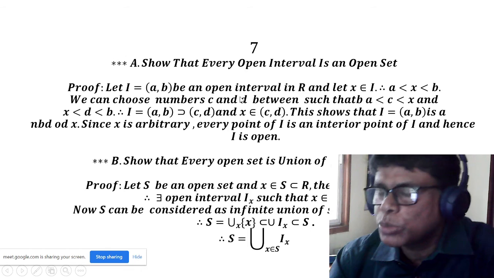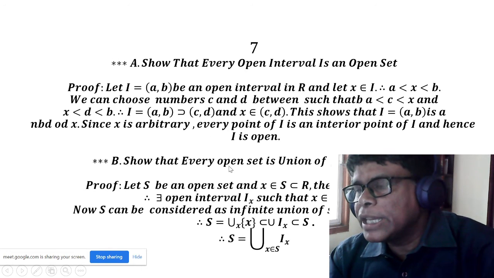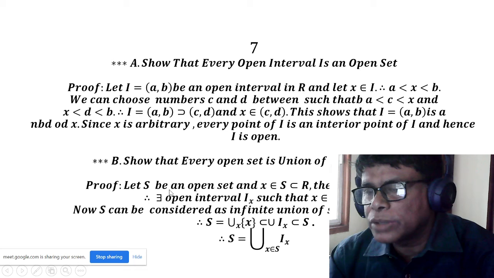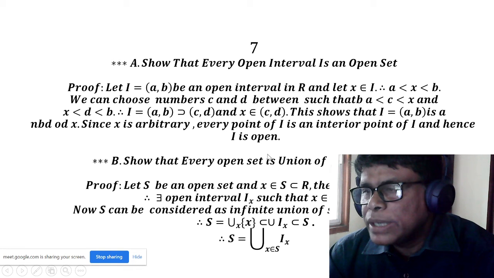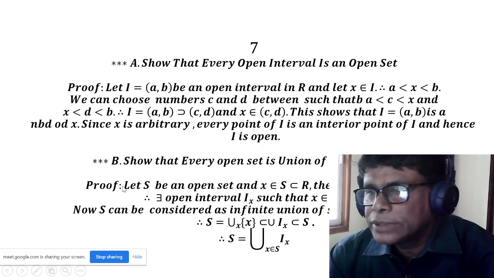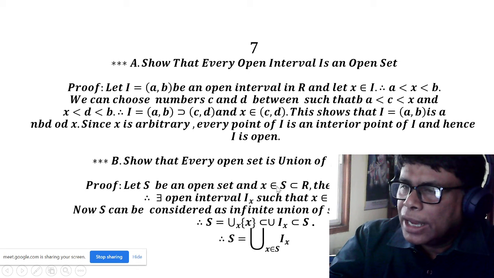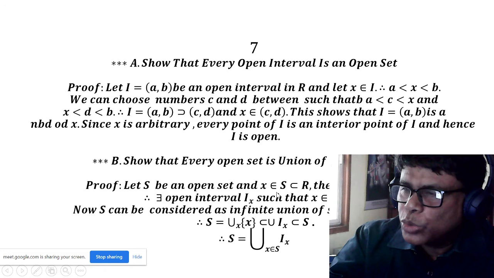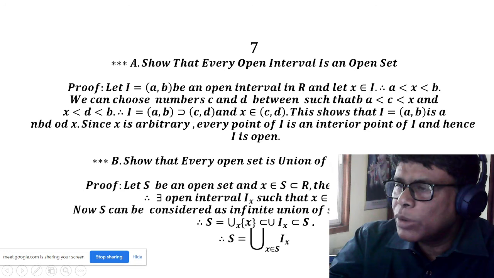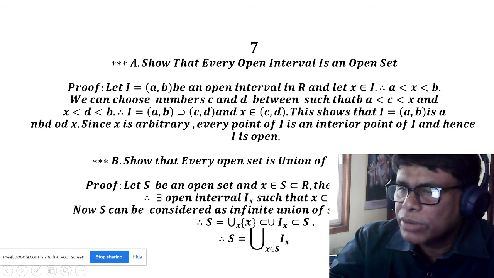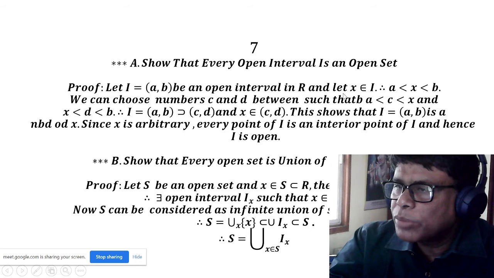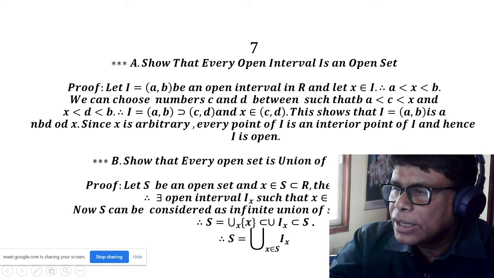Now the reverse can also be proved, that every open set is a union of open intervals. Now the second one, a very important conclusion. Every open set is a union of open intervals. See, let S be an open set and X belong to S, which is a subset of R. Then S is a neighborhood of X according to the definition of neighborhood. So there exists an open interval Ix contained in S.